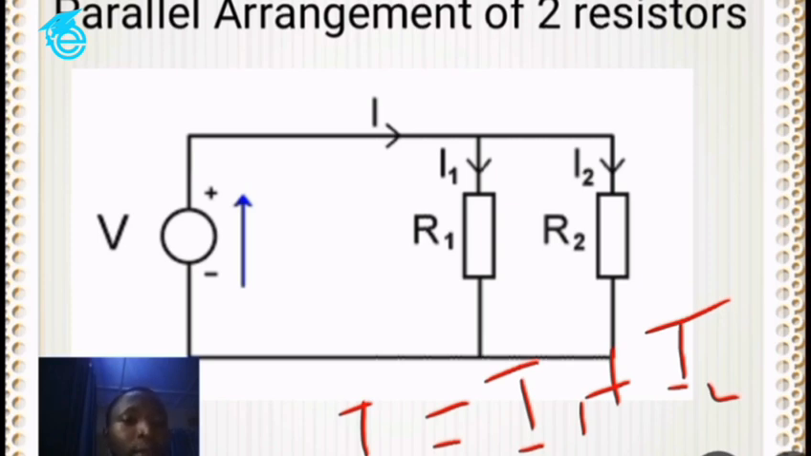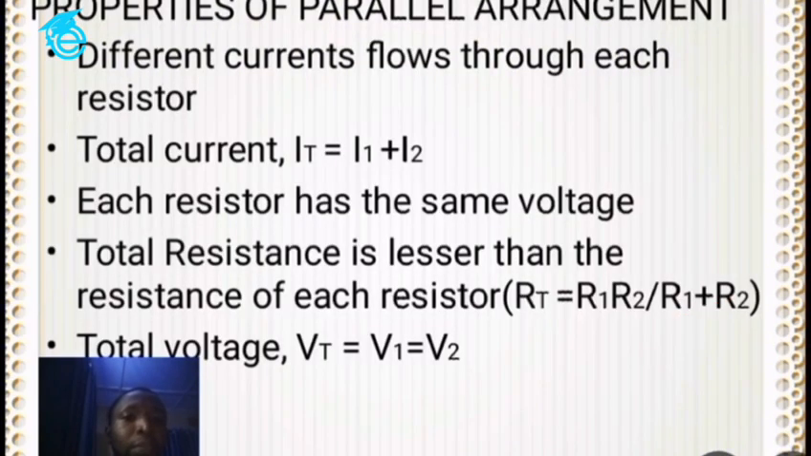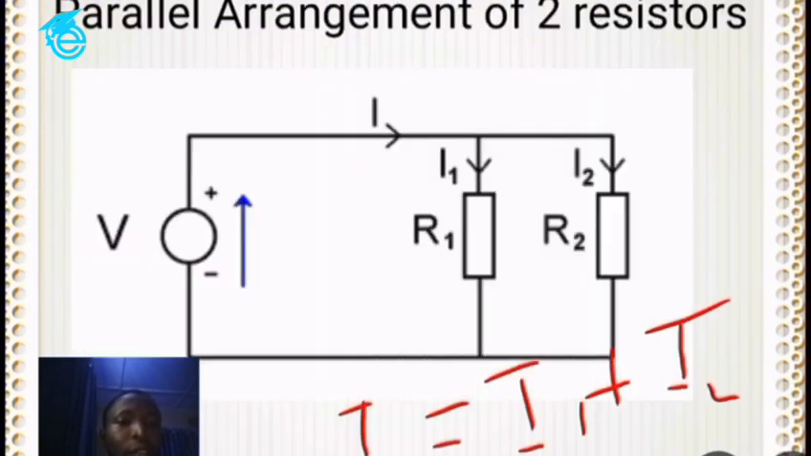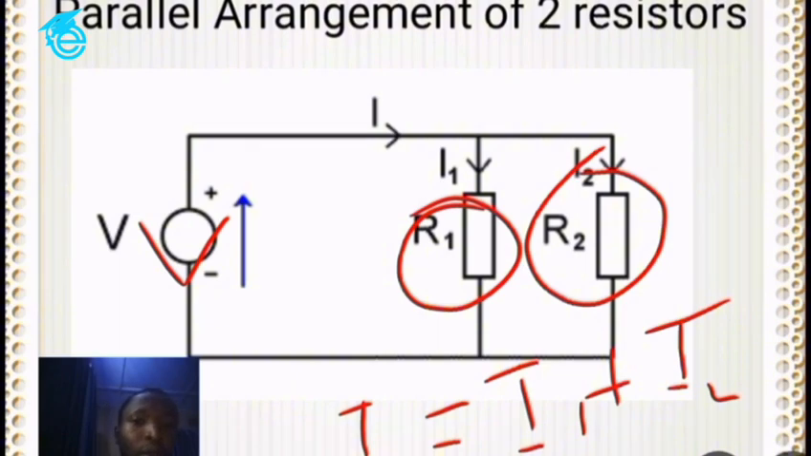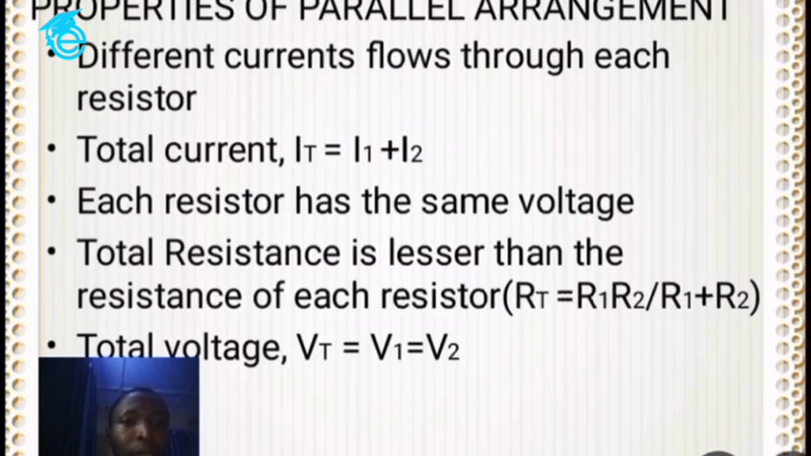Now, let's look at the properties of parallel arrangement. Like I said before, different current flows through each resistor, and then the total current will now be I1 plus I2. Second, each resistor has the same voltage. Yes, the voltage here, that is the source. By the time it gets here, we are taking that the voltage across R1 is the same thing as the voltage across R2. Okay? And the next property is that the total resistance is always less than the individual resistance.